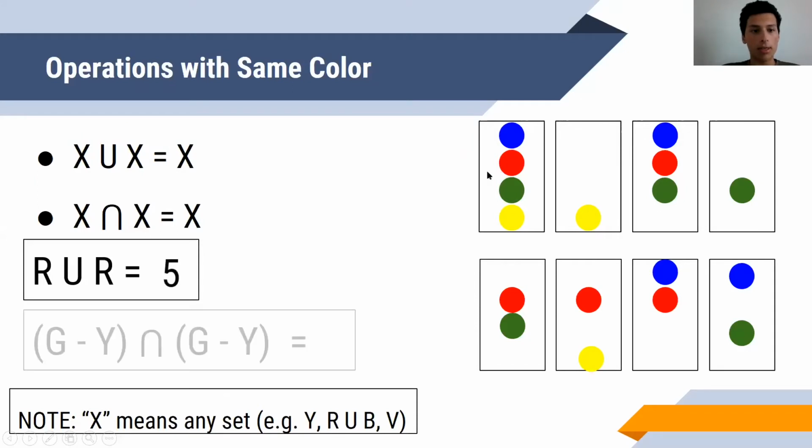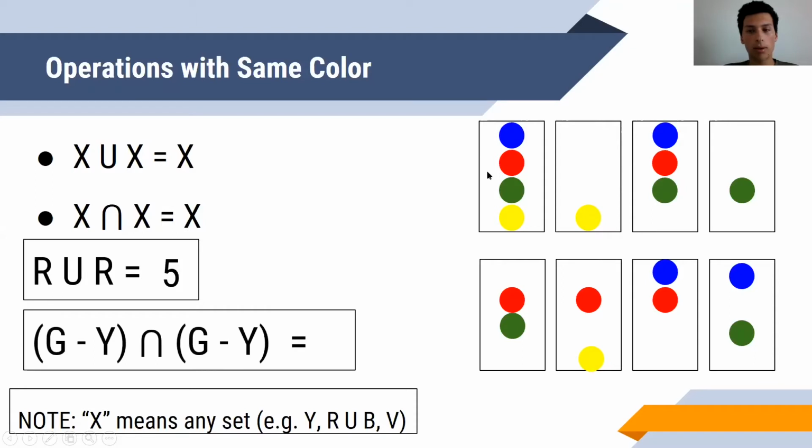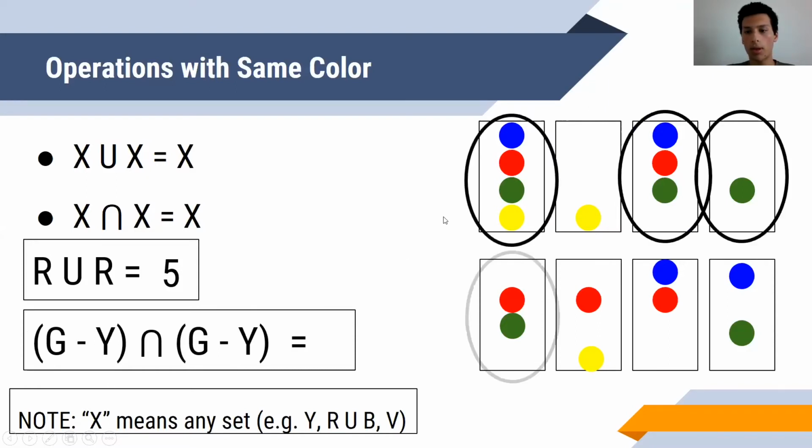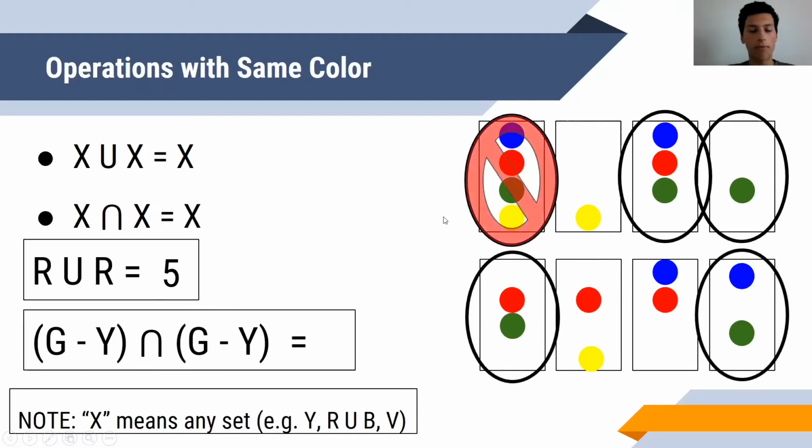And if we did green minus yellow and green minus yellow, these are the same. So this would be equivalent to just taking green minus yellow. If we circle all the green cards, and then we take away the yellow ones, we're left with 4. So this is just a very basic strategy. Anything intersection or union itself is that same thing.